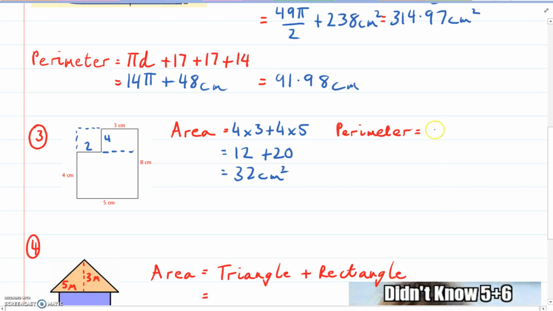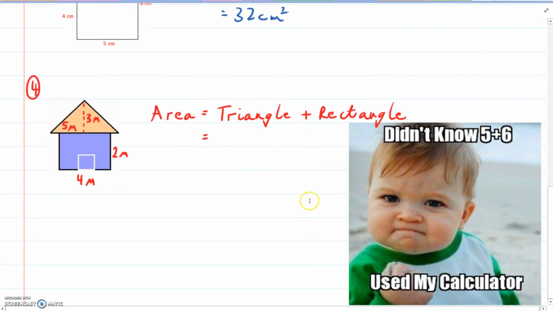Perimeter, pretty straightforward. That is going to be 4 plus 5 plus 8 plus 3 plus 4 plus 2. Which is 15, 16, 17, 18, 22, 26 if I'm not mistaken. Going fairly quickly, I hope that's right. Sure, you'll tell me if not.